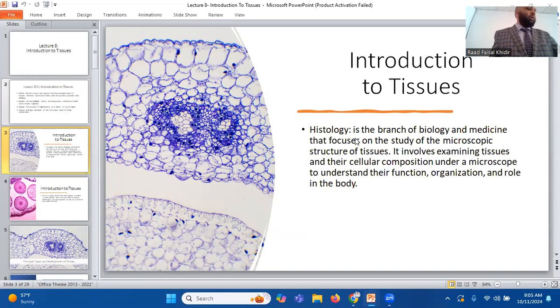Today we're going to be discussing the first step that is beyond the cell. We have been discussing the cellular architecture, the cellular structure and function. We have been discussing the nucleus, the cytoplasm, and the cell membrane and all the constituents of the cell membrane, the constituents of the cytoplasm, constituents of the nucleus.